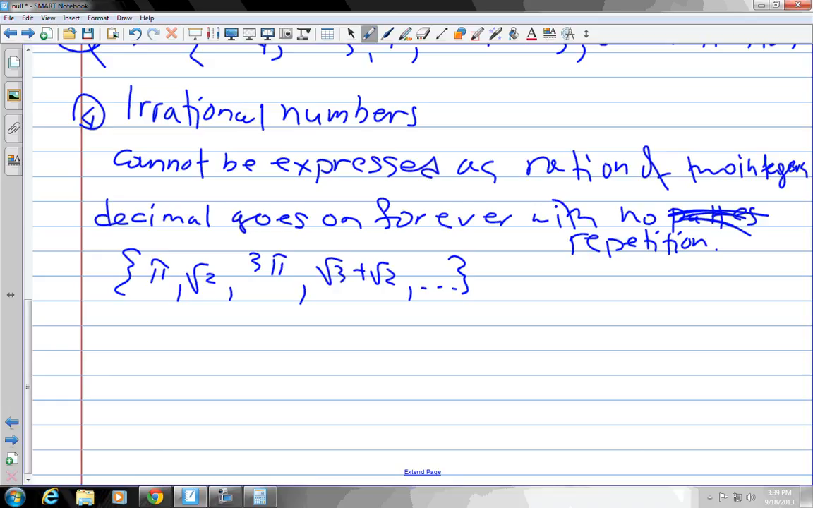But are they still real? I'm just going to tell you, yes, they are. And I can show you something. I can show you how to construct square root of 2. That's the easiest one to build. To actually draw a line that's precisely square root of 2 feet or inches long.